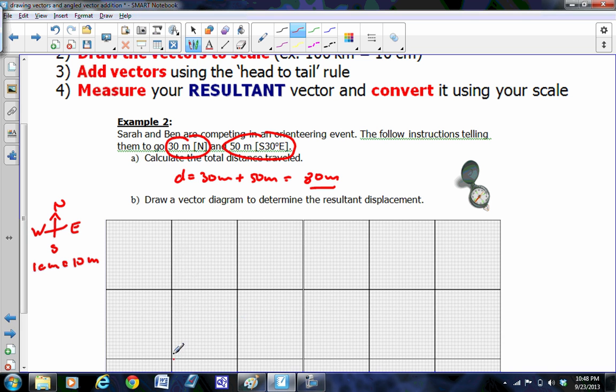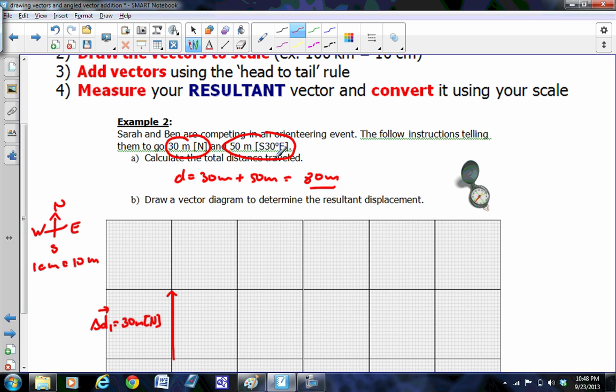I'm going to measure it from here, over here. There we go. And I'll label it. So my first vector, I traveled 30 meters northwards. Then look what I did. I traveled 50 meters south, 30 degrees east. What the heck is that?